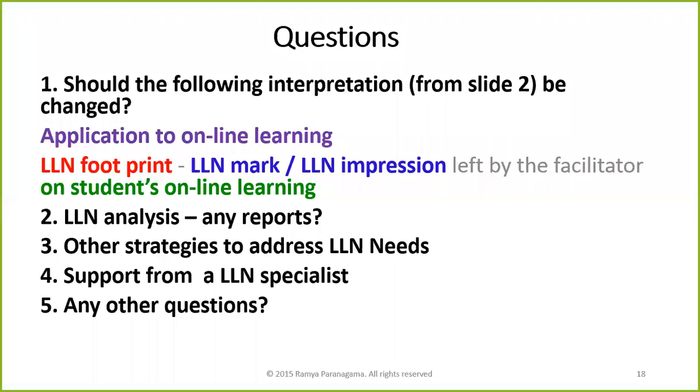Then the questions. So we will go back to our definition and see whether we have to change it. Up to you. Suggest what is possible. Then analysis of these things. Any reports would be nice to see how our students are progressing from where we start. Number 2 is a huge, broad area. It's a massive area. It's not an easy task. Then number 3, other strategies that are involved in addressing these needs and specialist support, or any other questions.